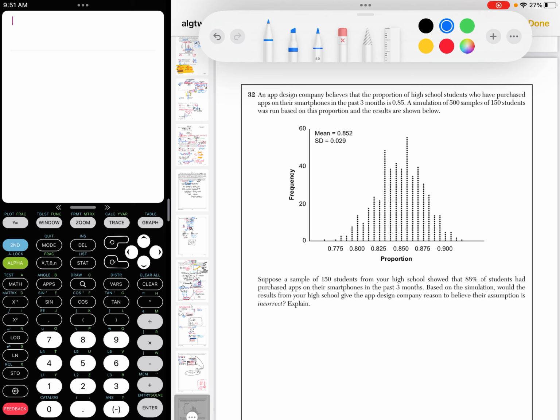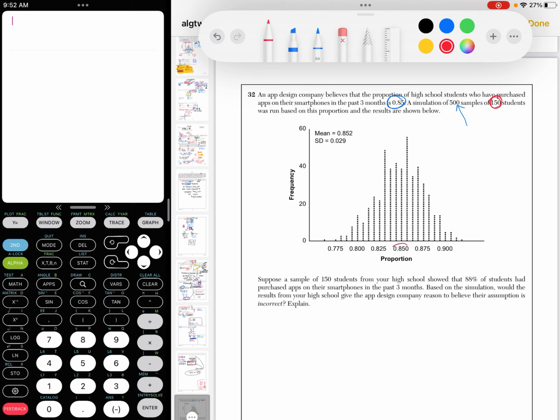They put that information into a computer, and the computer ran a bunch of fake studies to get some fake but accurate data. So it's almost like your computer's taking an educated guess on what some data could be based on this data that was given to it. So of 500 samples, that means they ran this fake study 500 times. They pretended there were 150 students in each of those simulated studies. They came up with these results.